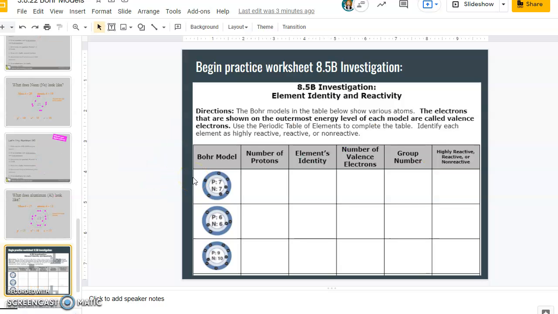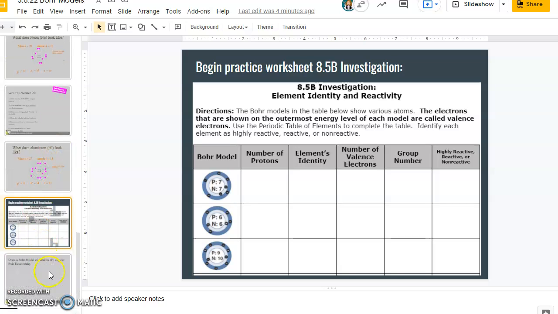So we're going to start this worksheet today, and you're going to tell us the number of protons, what its identity is from the periodic table, and how many valence electrons you think it's going to have. You're going to have to do a little math, and then its group number. If you know what its identity is, if you look up P7, you'll be able to find out the group. That's the up and down columns. And then is it highly reactive? You're going to have to refer back to slide 10 in your notebook. And the drawing slides are slides 11, 12, and 13 in your notebook.